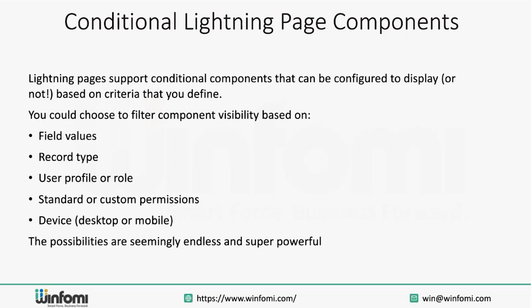For every field, we can have filters where we can edit or show the fields, and also we have sections. The Lightning page supports a conditional component that can be configured to display or not. You can use filter conditions like field values, record type, profile or role, custom permissions, and the device, desktop or mobile. This has a vast set of features.